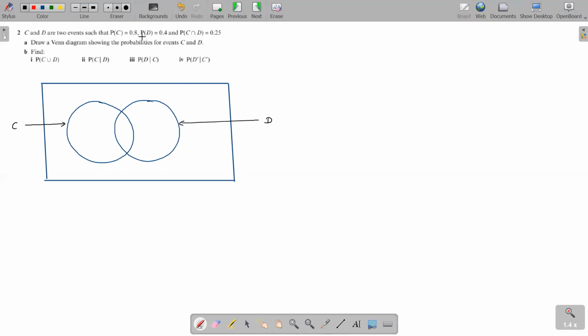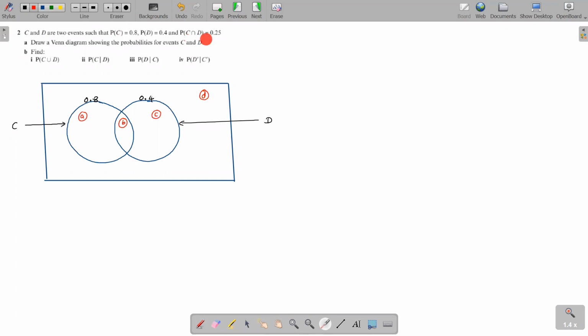Then they say the probability of C is 0.8. When they say probability of C is 0.8, C includes this entire circle. So you should mark the 0.8 probability at the top, right? Because it means that the total of the circle is 0.8 and probability of D is 0.4. So this entire circle D adds up to 0.4. The regions are optional. This is what I marked. You don't need to mark them. That's just making it easy for me to point out regions to you guys.